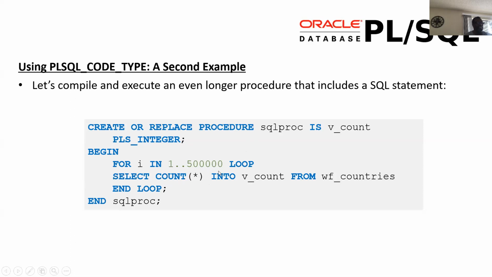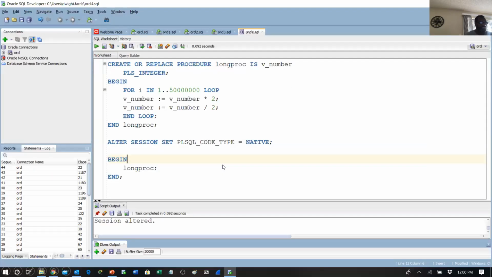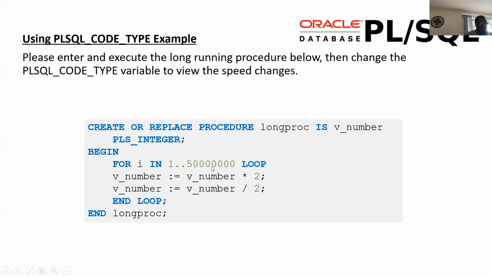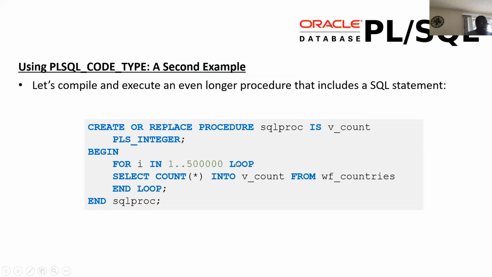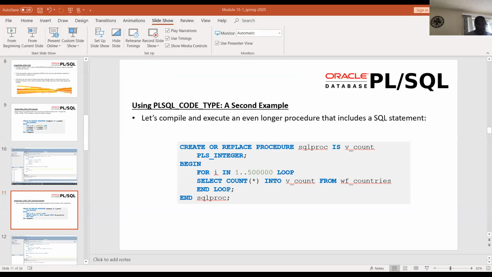If you're typing this in, make sure you don't copy the first procedure, which is looping through 50 million loops. This one is only looping through 500,000. If you run that other procedure, believe me, I did this, it takes about an hour to run. So let's run this one with the SQL code in it, which is the one that I have in my developer here.